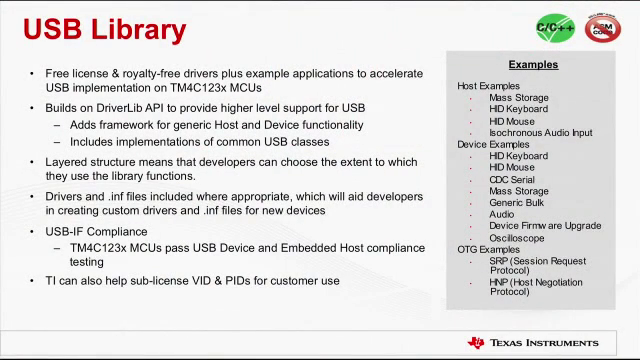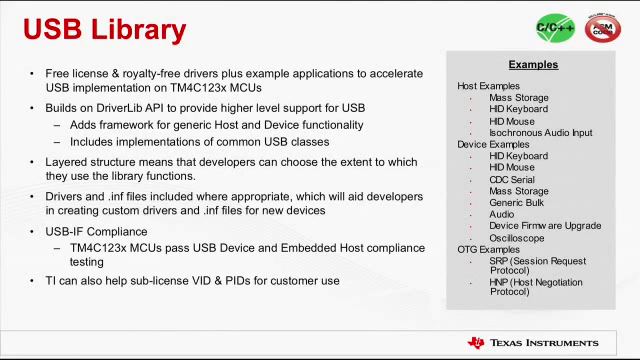TivaWare for C-Series USB library is a set of data types and functions for initializing and configuring the USB module in the host, device, and OTG modes on the TM4C123X microcontrollers. It consists of free, license, and royalty-free drivers with example applications to accelerate USB implementation on TM4C123X devices. The capabilities and the organization of the USB library functions are governed by the design goals such that it must be written entirely in C and should be fairly easy to use. The library functions are easy to understand and are reasonably efficient in terms of memory and processor usage.